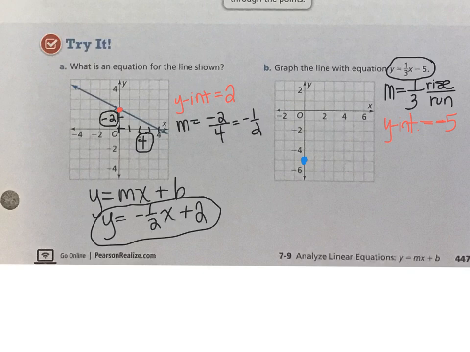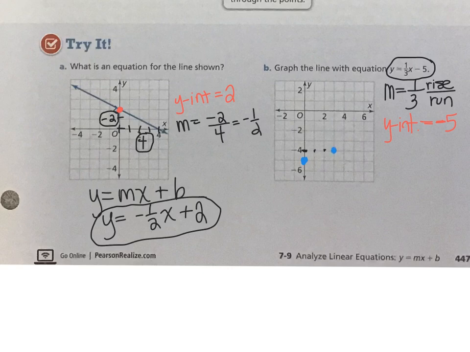The next thing that I'm going to do is use the slope, 1/3, in order to mark off on the graph and find the next point. So 1/3 is a positive slope, which means I'm going to be moving up and to the right. So my rise is 1, so that moves me from -5 to -4, and my run is 3, so I'm going to move over 1, 2, 3, and that's where my second point goes.